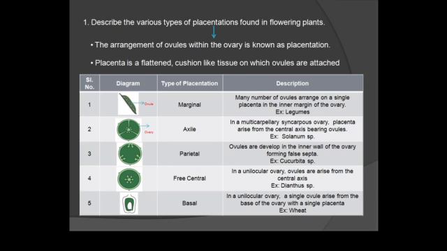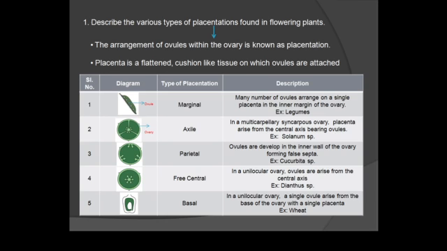The second type is axial, in a multicarpellary syncarpous ovary. Multicarpellary means many carpels, and when all the carpels are fused, the condition is considered syncarpous. In a multicarpellary syncarpous ovary, the placenta arises from the central axis bearing the ovules. This is axial placentation. Here there is compartmentalization: there are three locules, and each locule carries two ovules, all attached to the central axis with the help of a placenta. For example, this condition is observed in Solanum species.